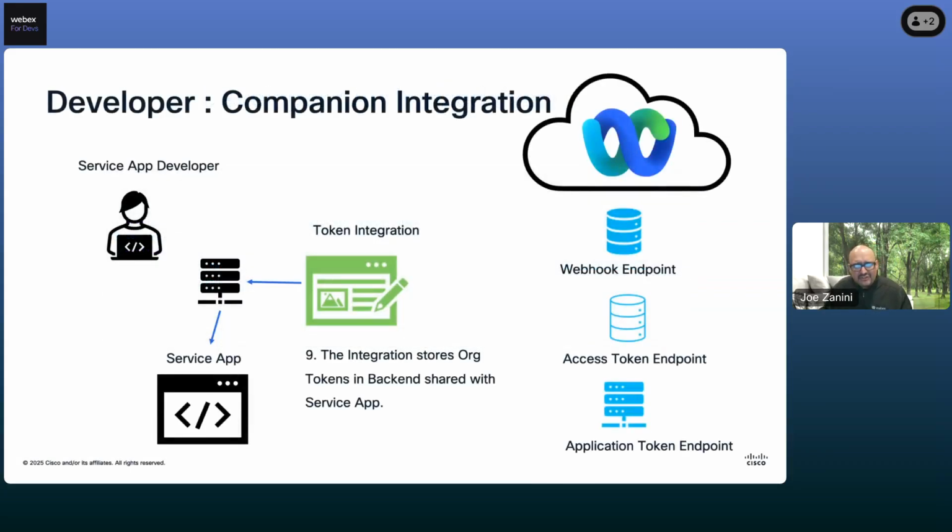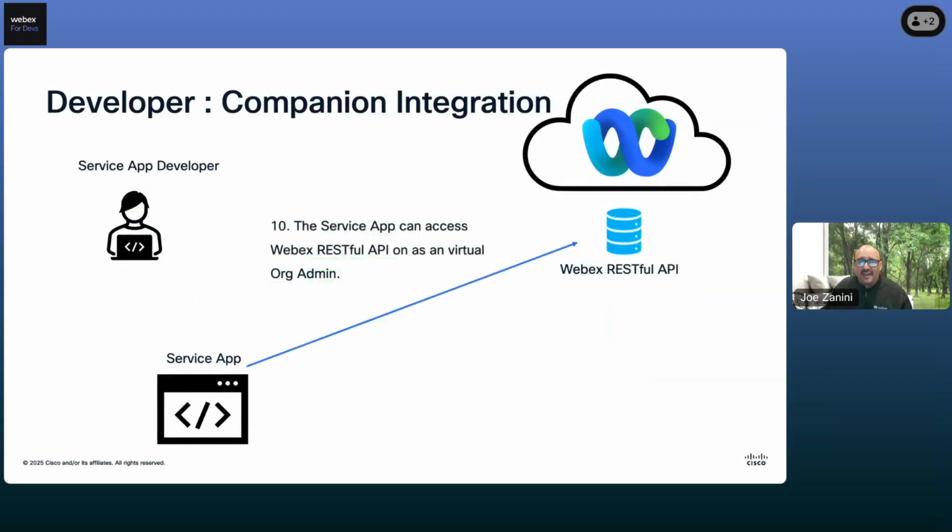I take those, I store them in a database that my service app also has access to. And so now my code base or my servers for my service app can easily access tokens on behalf of that org and start doing their thing. Now my service app can reach out to the Webex APIs as a virtual administrator, and as a developer, I never had to go into the developer portal to get tokens if I didn't want to. So this is a really cool companion integration. It's optional. You can go in and manually get your tokens if you want. But if you want to scale out and really have a whole bunch of users, you can have a companion integration to do that for you.